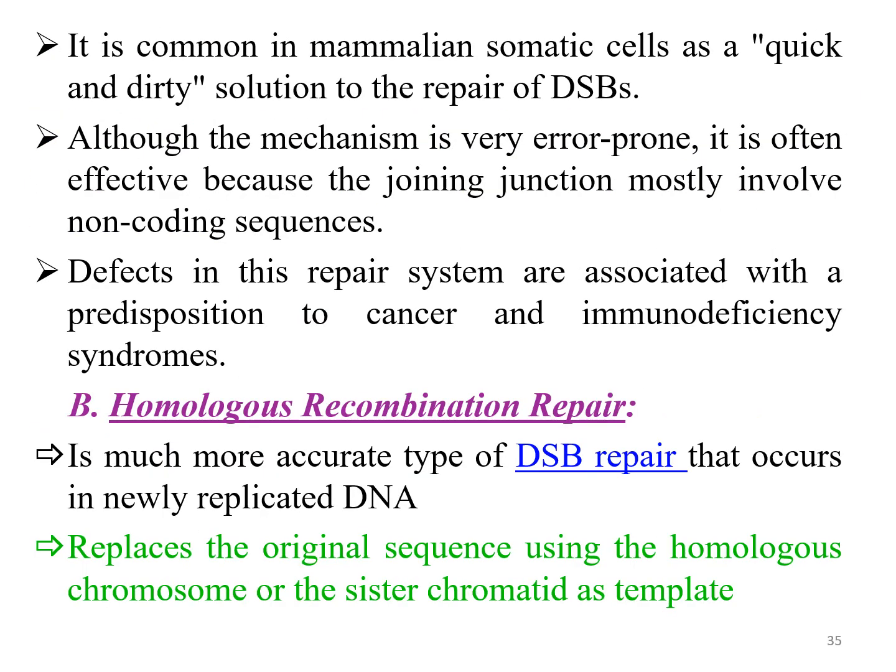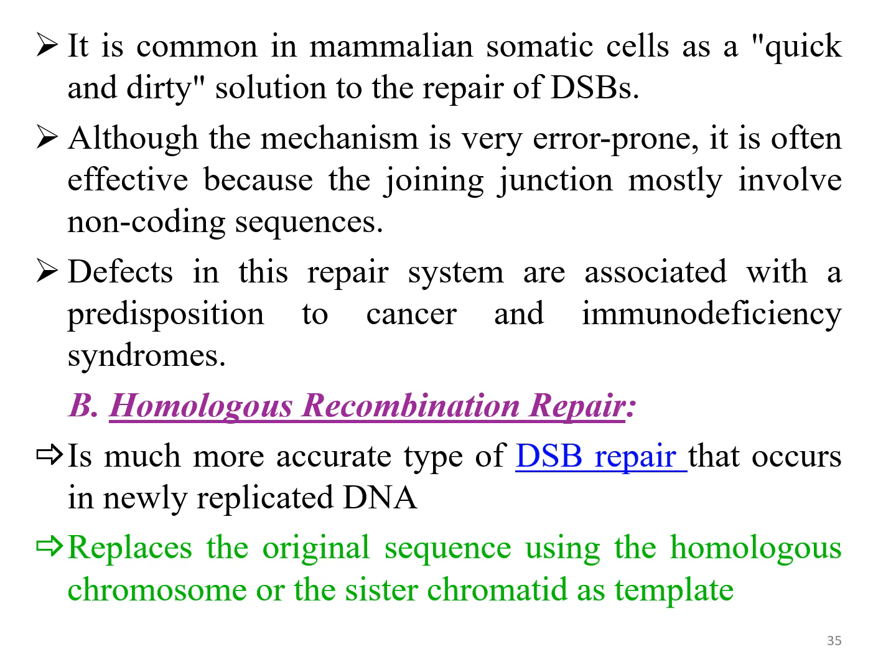Non-homologous end joining repair is known as a dirty solution for DSB. The mechanism is very error prone, and it is often ineffective because the joining junction mostly involves non-coding sequence, and defects in this repair system are associated with predisposition to cancer and immunodeficiency syndromes. Therefore, rather than healing, it may cause different diseases. So this solution is known as a dirty solution for double strand breakage.